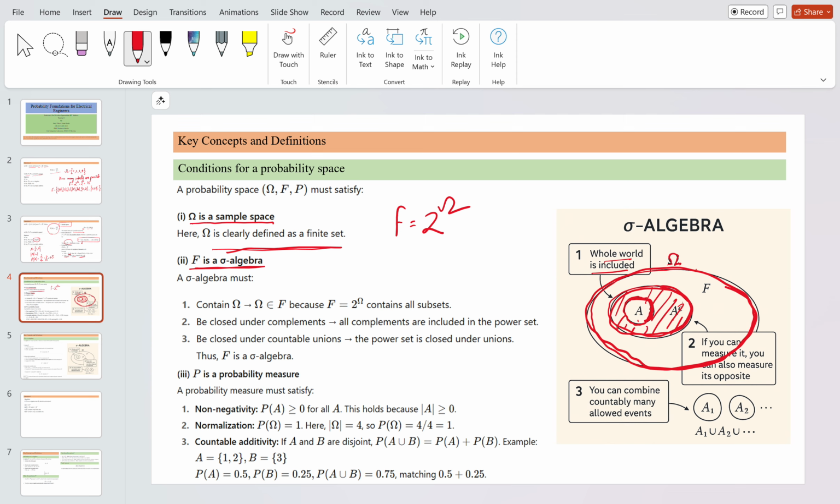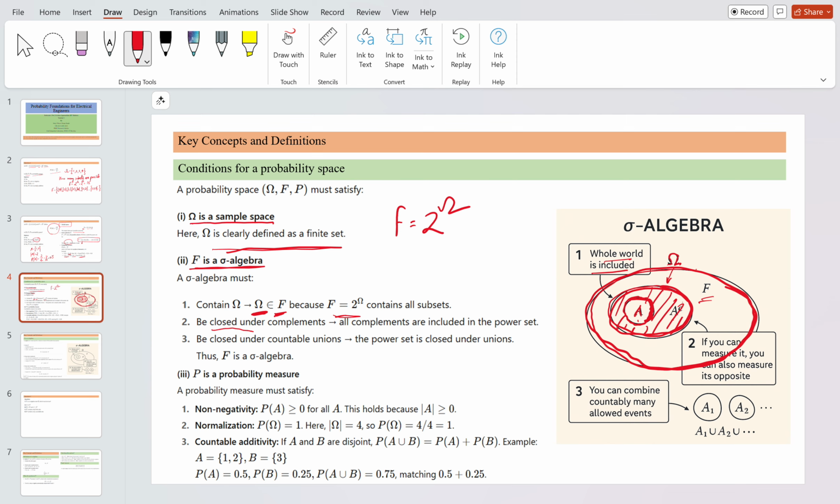So the major thing is that omega must belong to F. Here it belongs: it has one element set as A, and this is its complement, and the addition of both gives omega, the whole world, which belongs to the function F. And what is F? F means containing all the subsets, not A only, not just {1, 2}; it may be a single element or {5} or others, so it contains all the subsets.